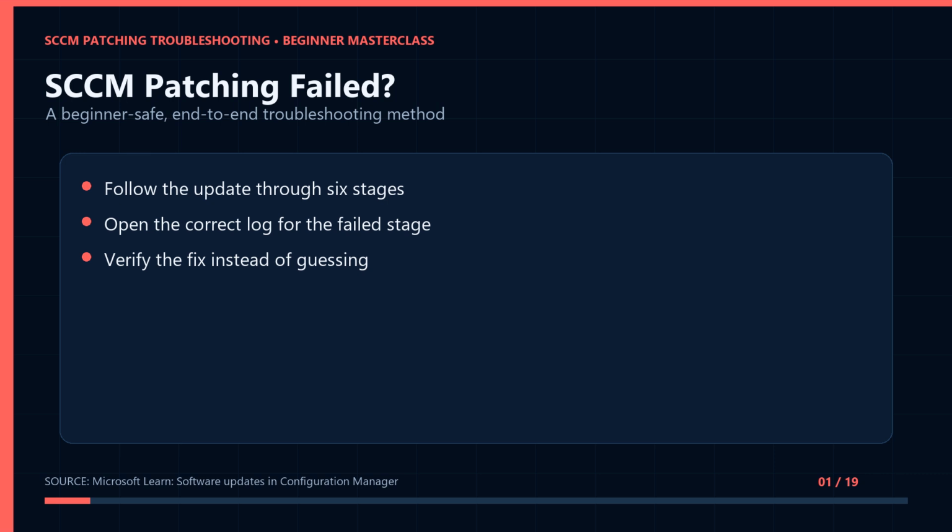Metadata and binary content are different. A green synchronization does not prove that content reached a distribution point, and a successful scan does not prove installation.